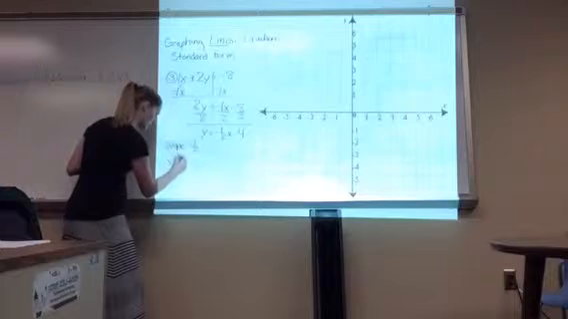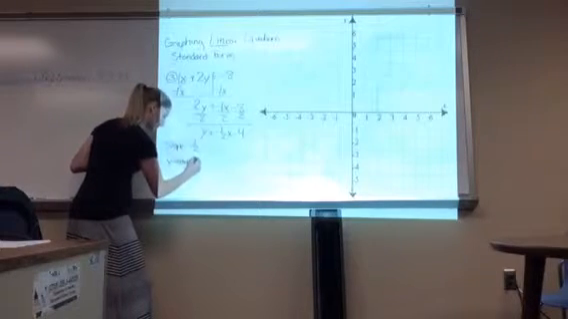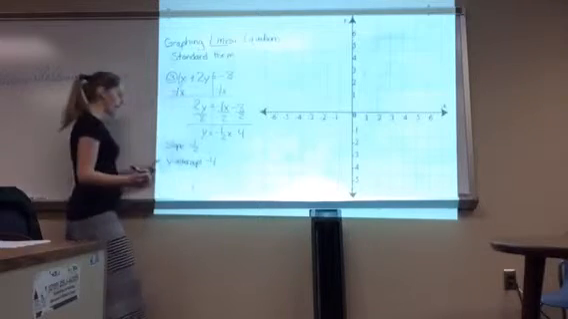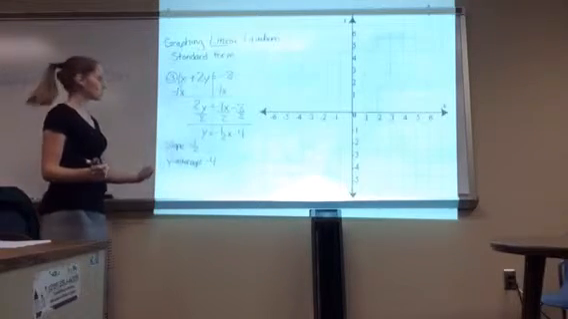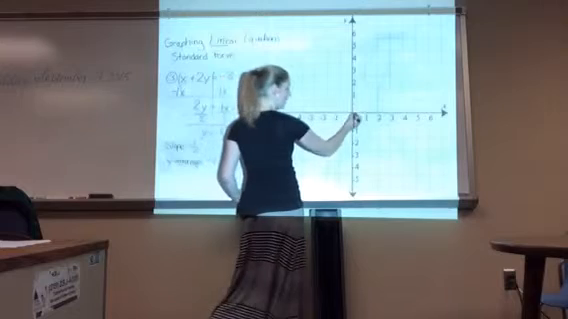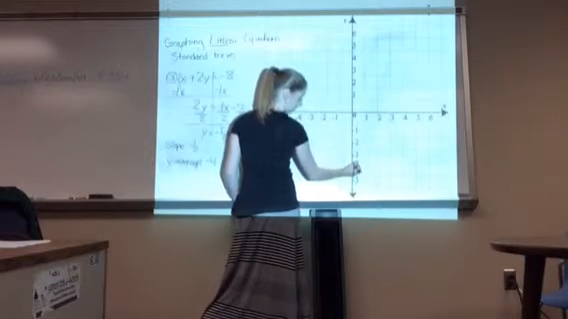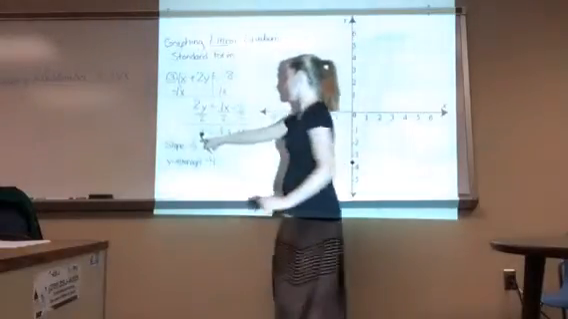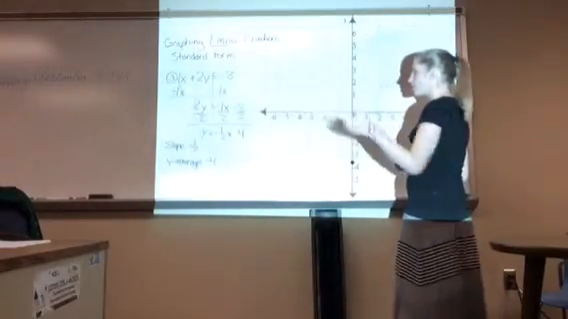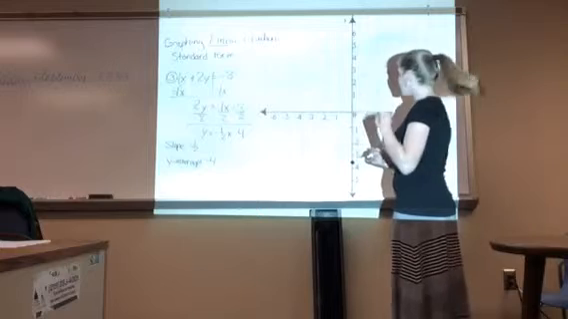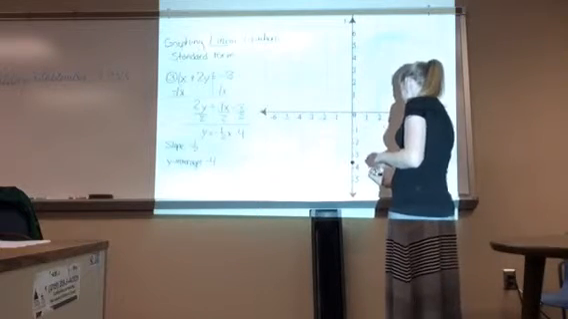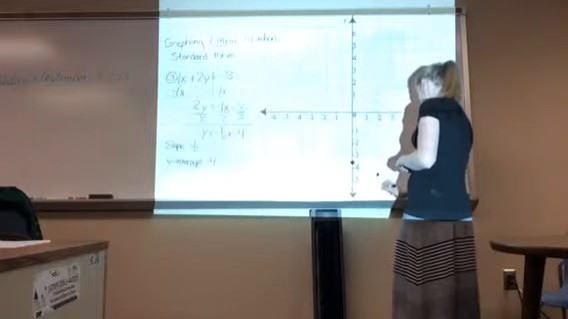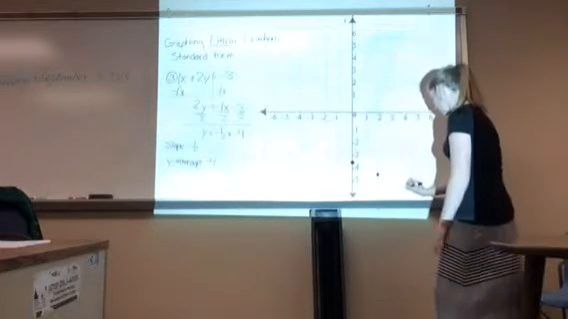My y-intercept is negative 4. Graph your y-intercept first. So I'm going to go to negative 4 on the y-axis, put my first point. After that, I'm going to do my slope, negative 1 over positive 2. So that means I go down 1 to the right 2. And we can do that again, down 1 to the right 2.